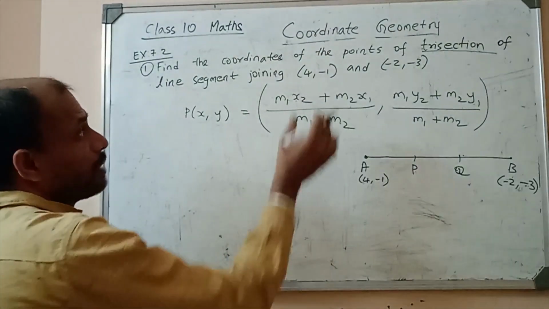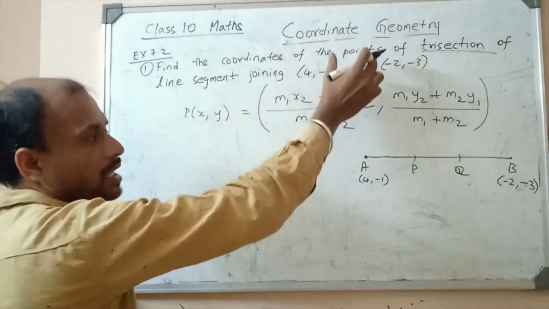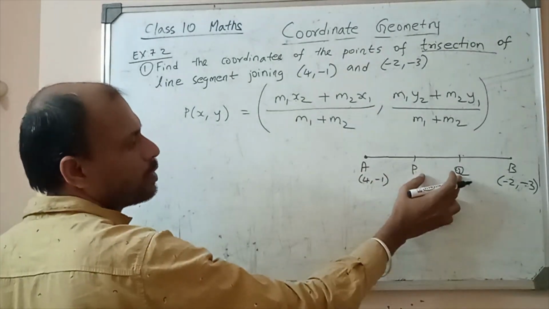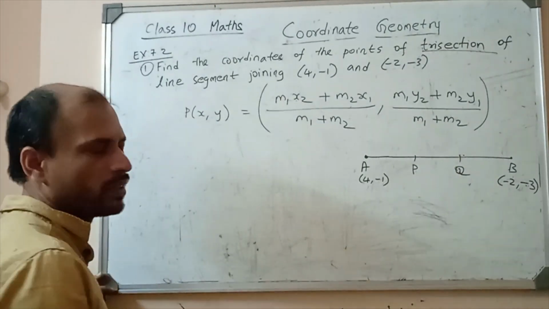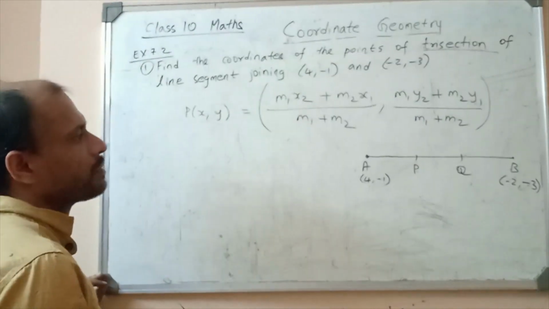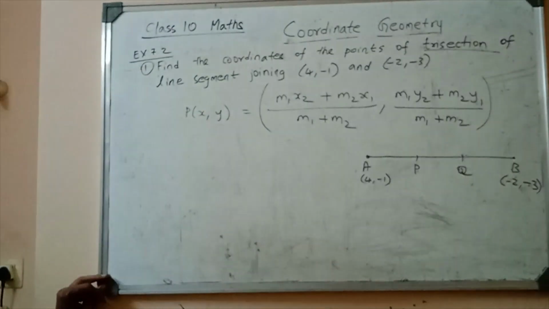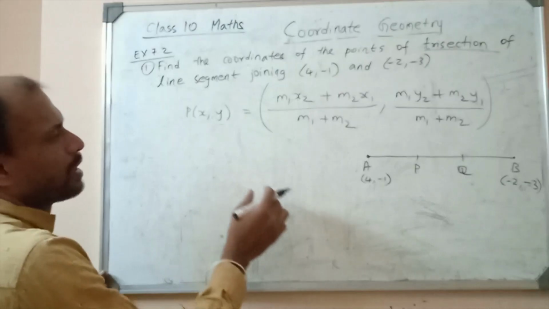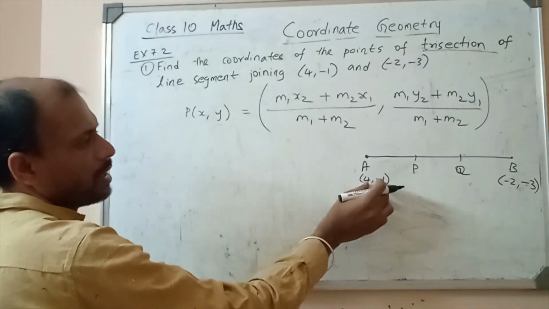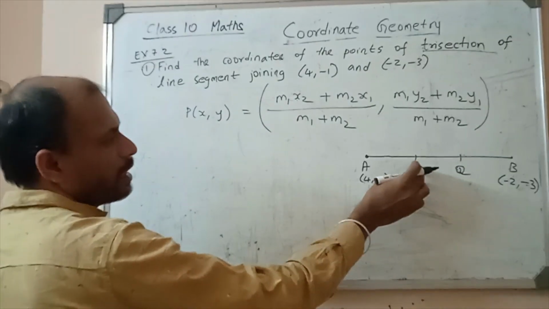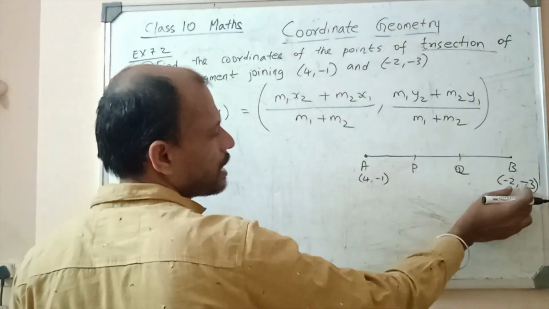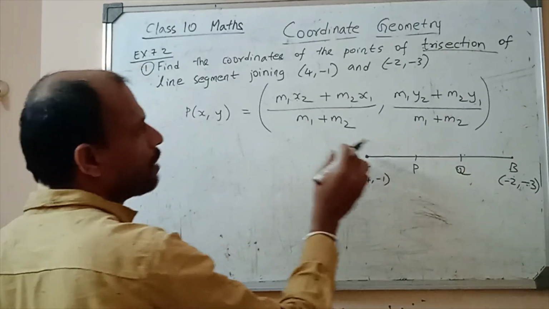So they are asking for the points, plural form. So points of trisection. In between these A and B, we have 2 points, P and Q. So I have to find the coordinates of these 2 points. Using the section formula only we are going to find it. In the section formula we have x1, y1, x2, y2 terms. So this is the A value. Suppose you are going to find P, you have to consider this one as x1, y1 and this is x2, y2.